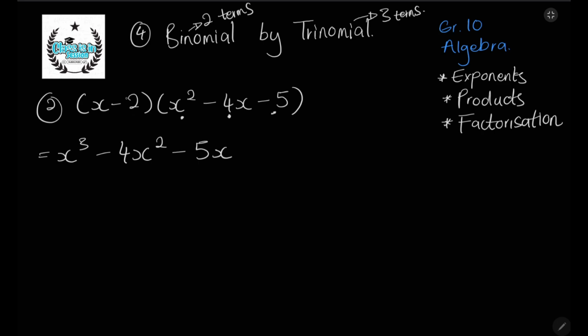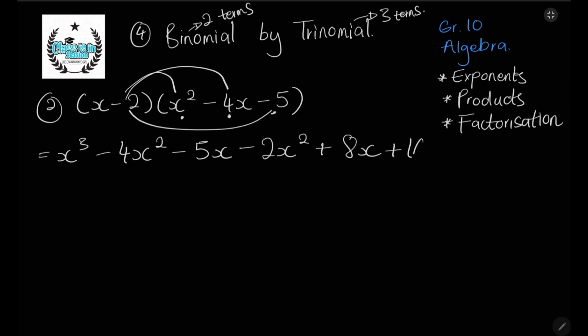Let's move to the second term. We have negative 2 times x squared. You know that is negative 2x squared. Then negative 2 times negative 4x. This should give us a positive 8. Negative 2 times negative 4 is positive 8. Let's account for a variable. We have x. Negative 2 times negative 5 should give you a positive 10.